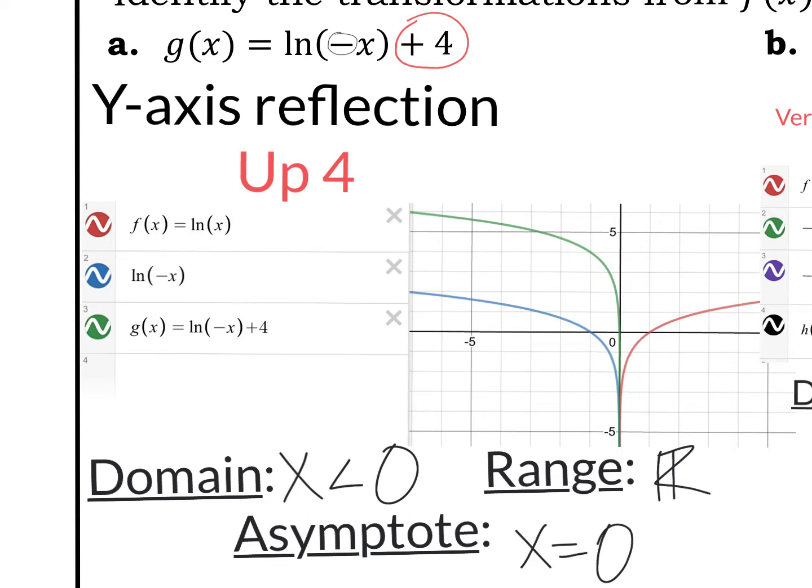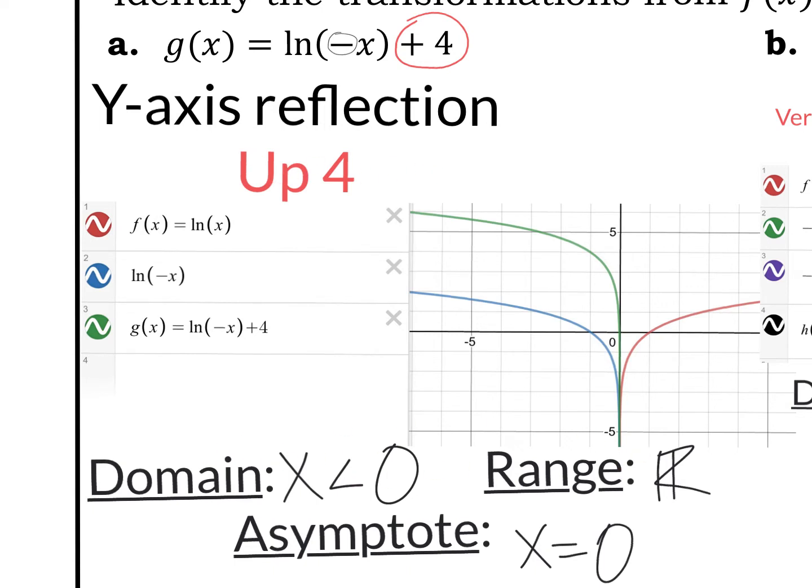So firstly, let's start with the transformations. There's a negative on the inside of parentheses here, so that's going to make it reflect across the y-axis. You can see it's the blue line going to the left here. And then if you add 4 on the outside, that'll make it go up 4 units. If you look closely, you'll see this goes through -1, 0, and then it goes up 1, 2, 3, 4 units. So that's up 4.